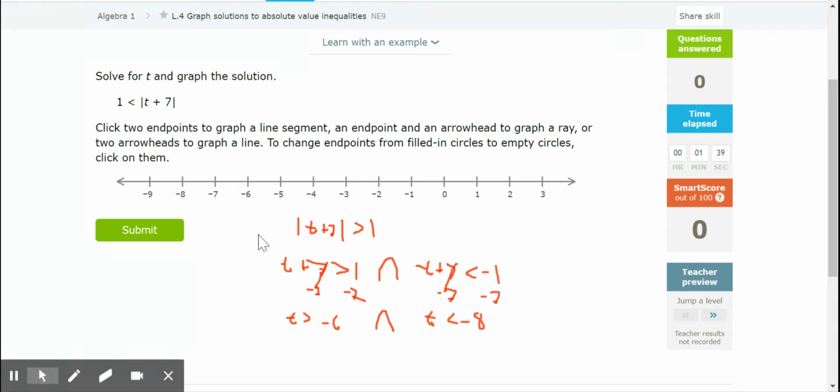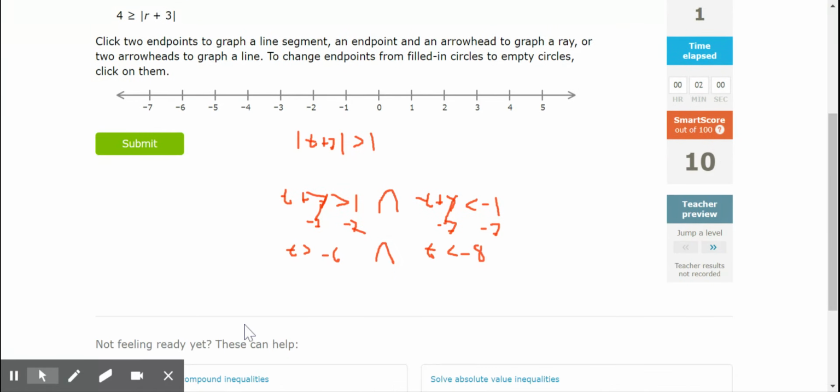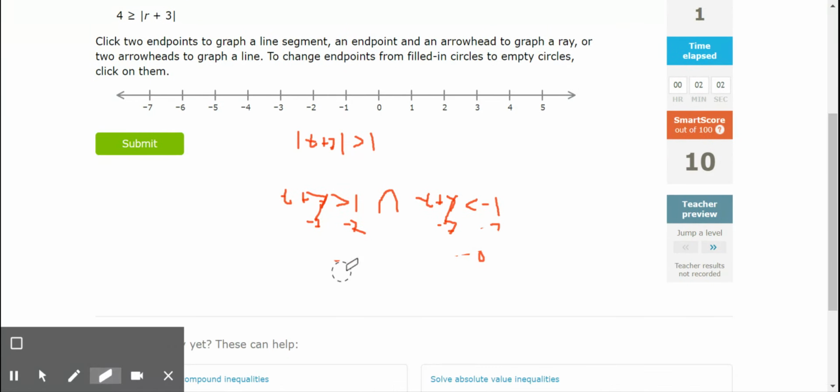So t is greater than negative 6. So that is from negative 6 on, but not including negative 6. Then negative 8 and everything less than that, but not including negative 8. Okay? And that looks good. So let me just erase this real quick.